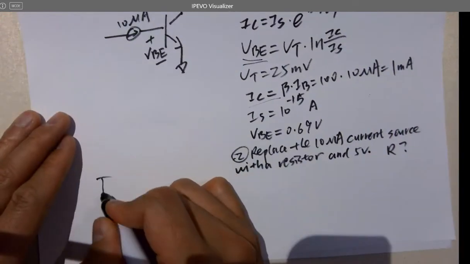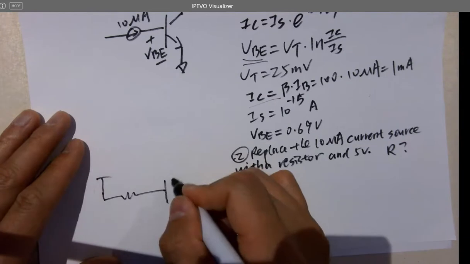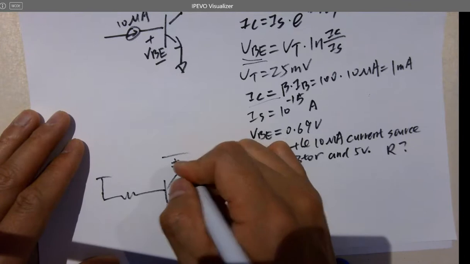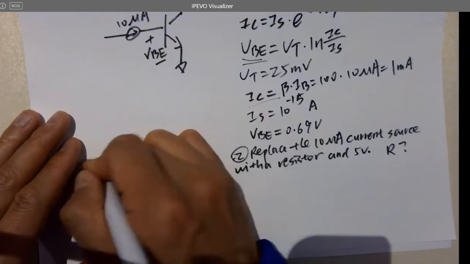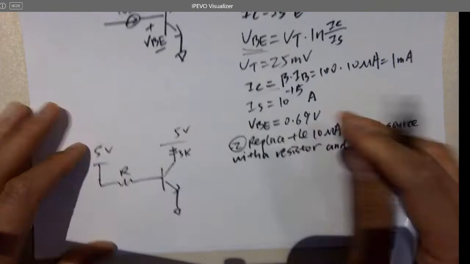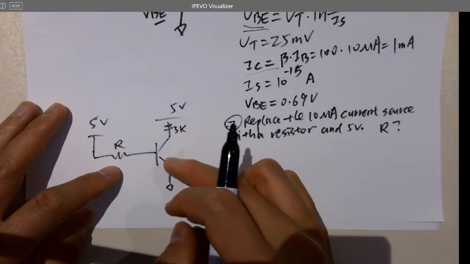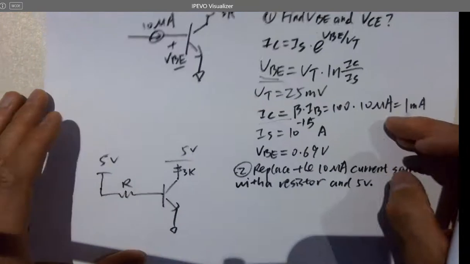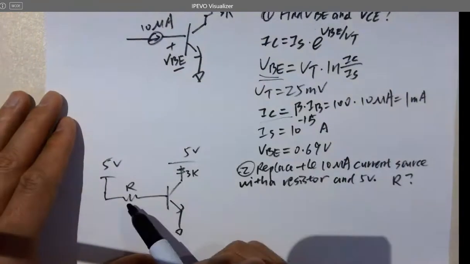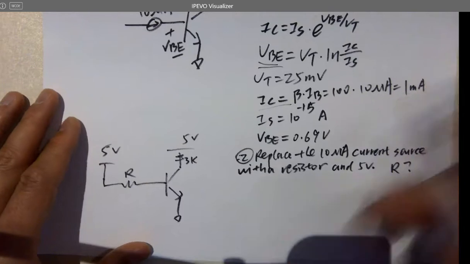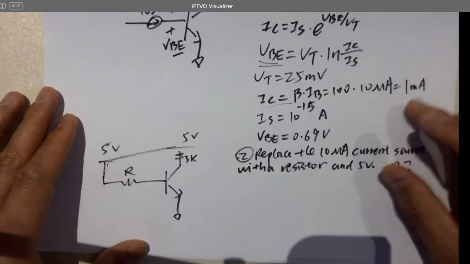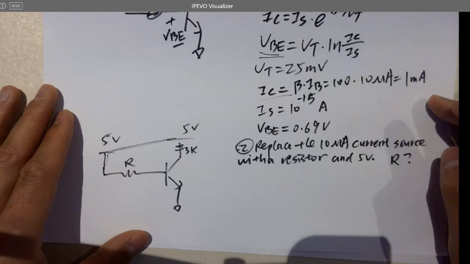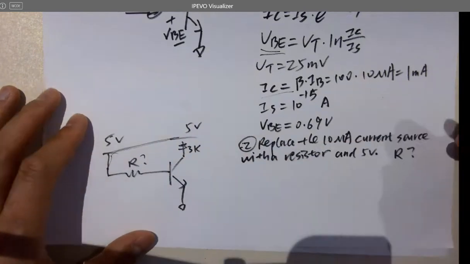If I change the circuit to this, RC 3K, 5 volts, and I don't know the R. I want to operate the BJT at the same mode, the same current, same IB, same IC. But I'm going to replace that current source with a resistor and 5 volts power supply. This is actually shorting these two pins together, which is fine. So what is R? It's asking for that. What is R?